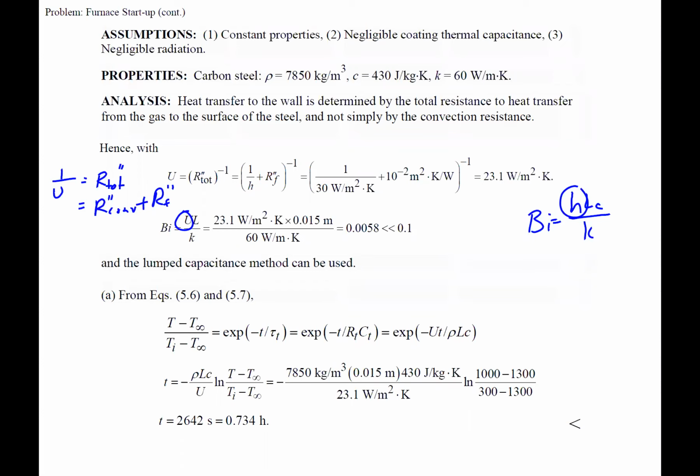So we calculate this capital U, adding those resistors, and we get 23.1, which is different than the 30 that the film feels, right? Because there's the resistance of the ceramic film itself that's getting applied. So when we put that 23 there, we still get a number that's much less than 0.1, so we're good. We are awesome.